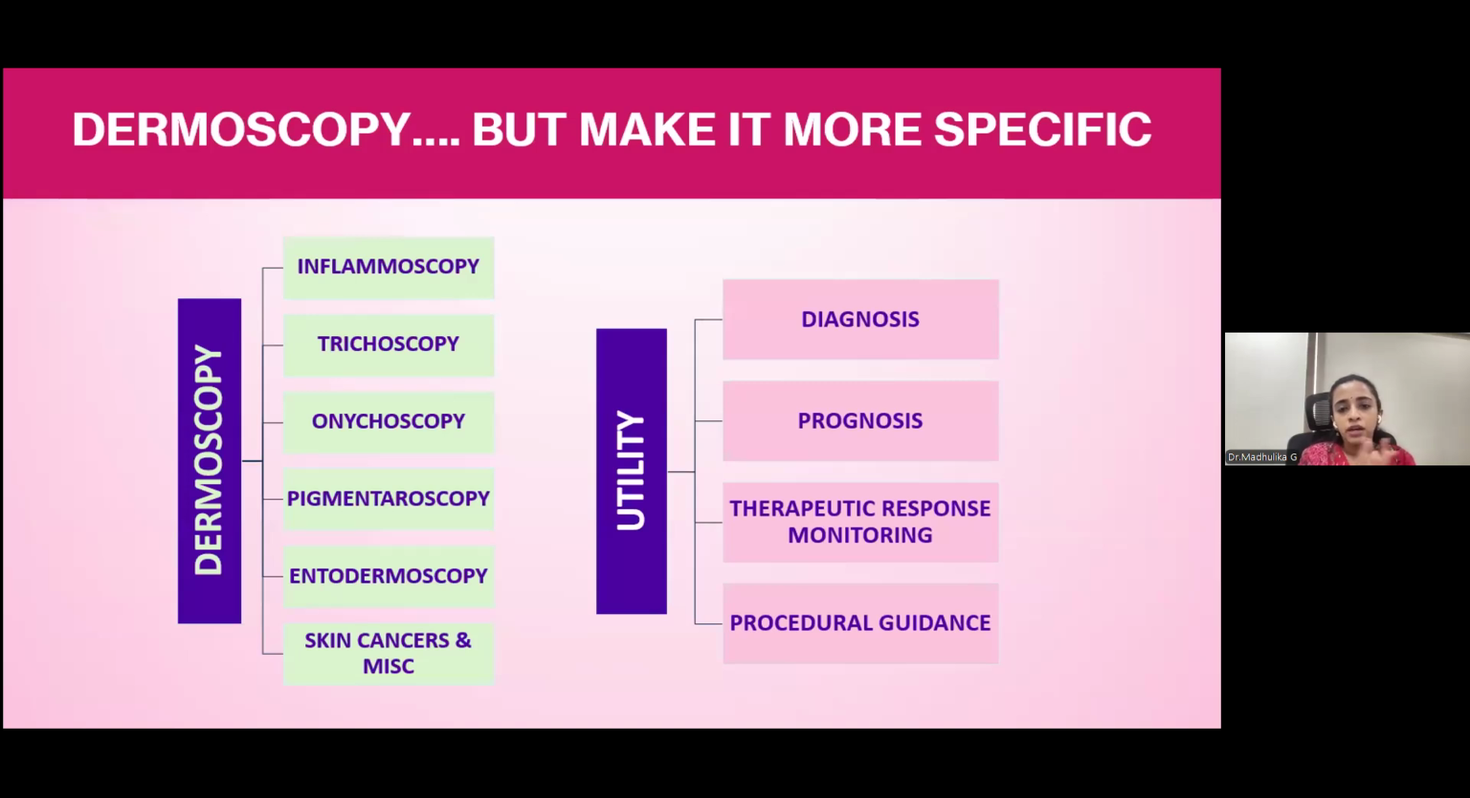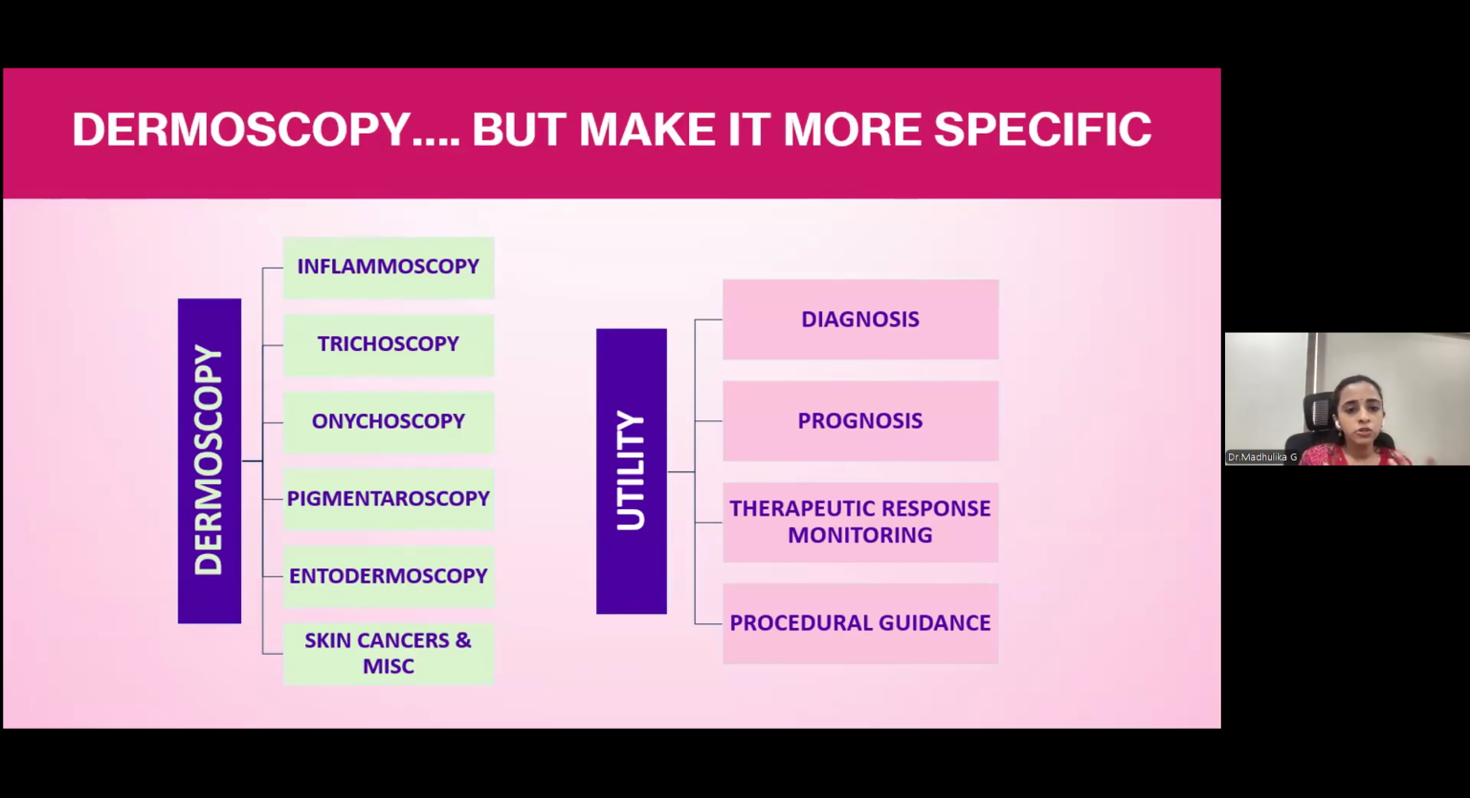There are so many different indications in which you can use a dermoscope. You can use it in inflammatory disorders, you'll call it inflammoscopy. You use it in hair disorders, you'll call it trichoscopy. Use it in nail disorders, call it onychoscopy. Use it in pigmentary disorders, call it pigmentoscopy. Use it in infectious diseases, call it entomodermoscopy. And then in skin cancers and miscellaneous other kinds of skin conditions. Every skin condition now can be examined by dermoscope and you see specific patterns, most of them.